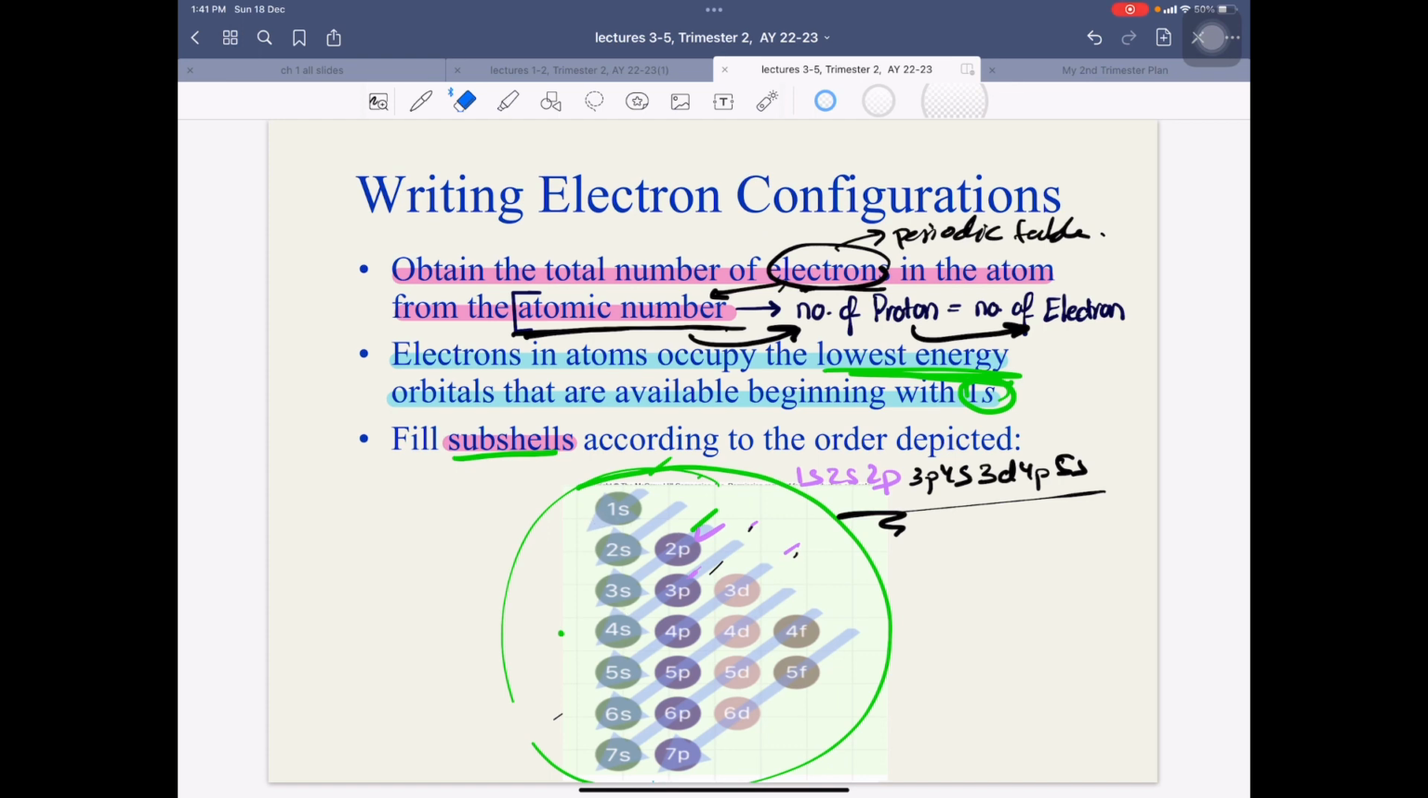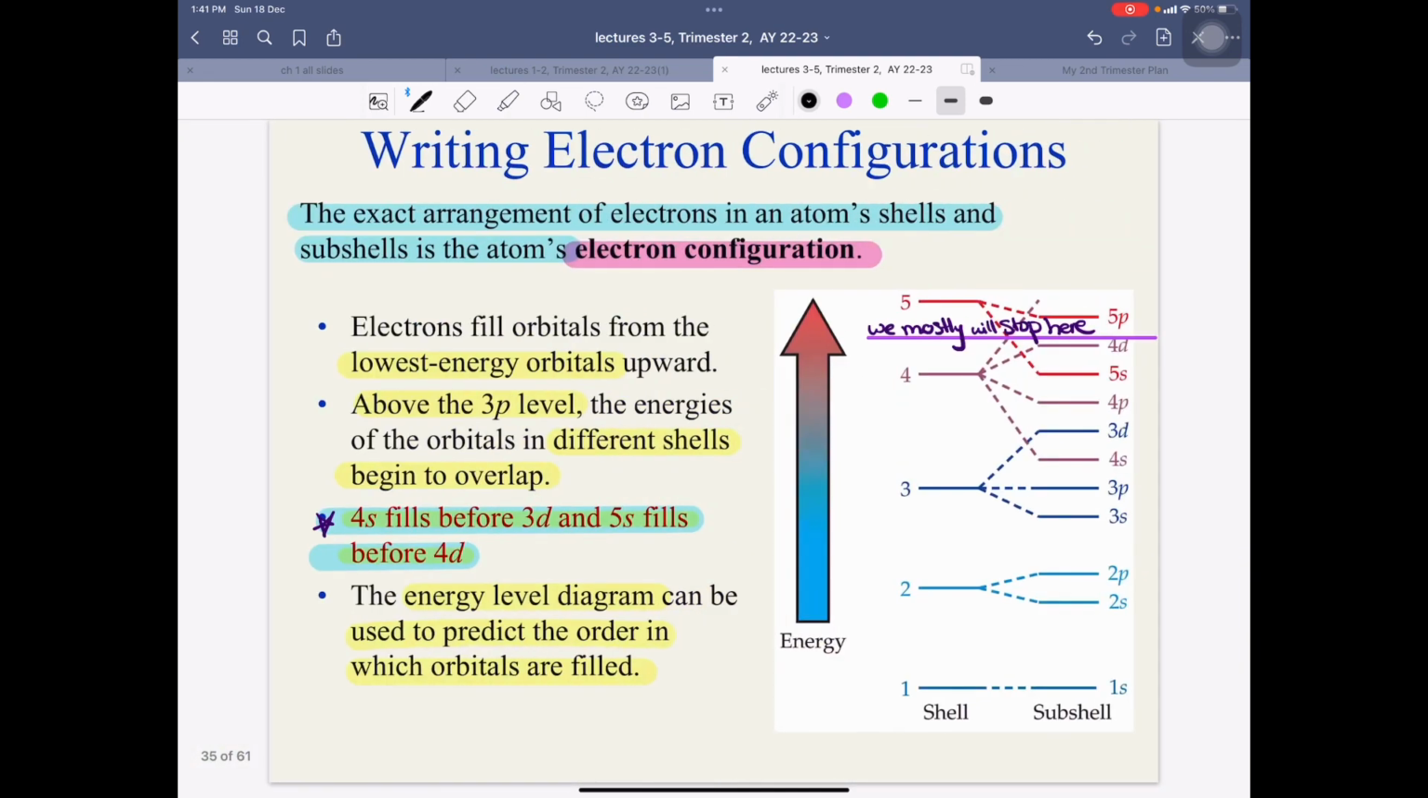نحفظ كيف الترتيب، نكتب 1S 2S 2P 3S 3P 3D 4S 4P 4D 4F 5S 5P 5D 5F، ونوقف هنا عشان ما حناخد configurations أكثر من 40. ف we basically stop at certain point. After that, the exact arrangement of electrons in an atom's shell and subshell is the atom's electron configuration. نفس ما قلنا، أنا بعرف the arrangement of electrons في the subshells نفسها.